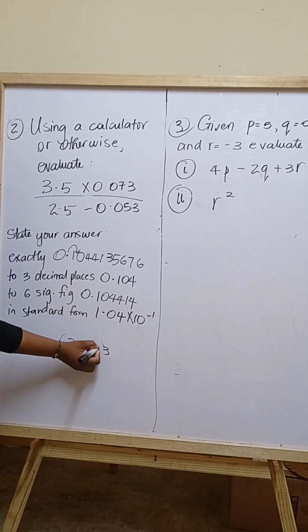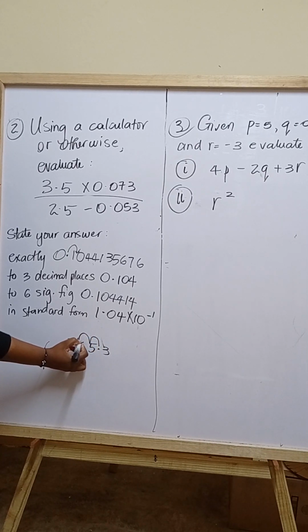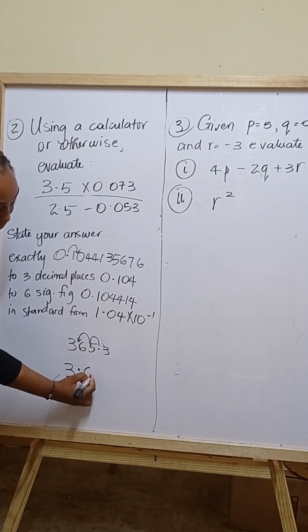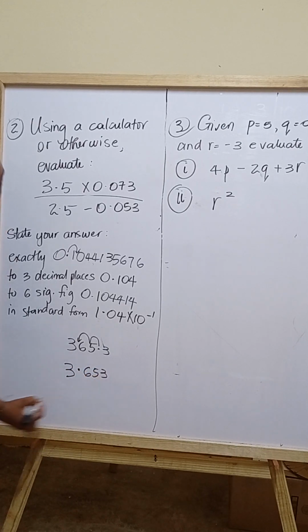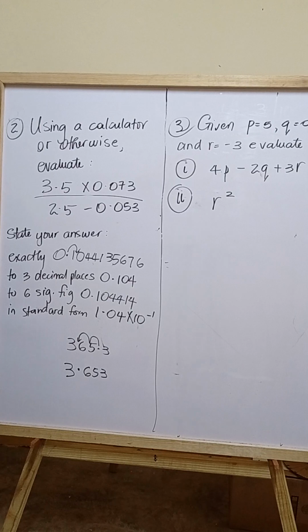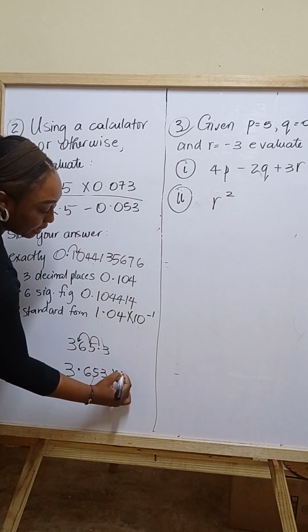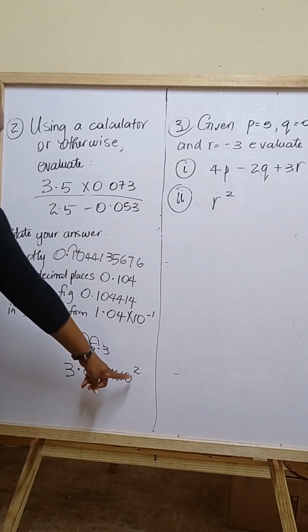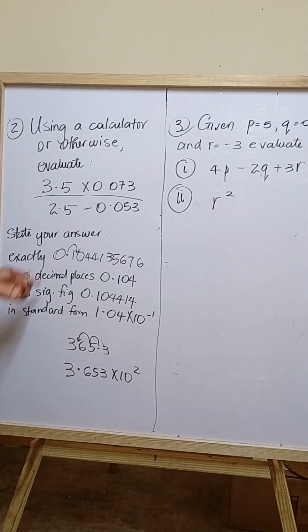So we would have to move the point 2 places. So the number will become 3.653. But we need to multiply by 10 to a power. So we are moving 2 places to the left. So we will multiply by 10 to the positive 2. So we're moving the point to the left this time, 2 places, so it's positive. To the right, it would have been negative.